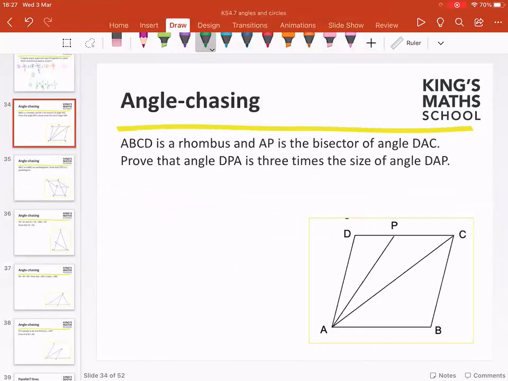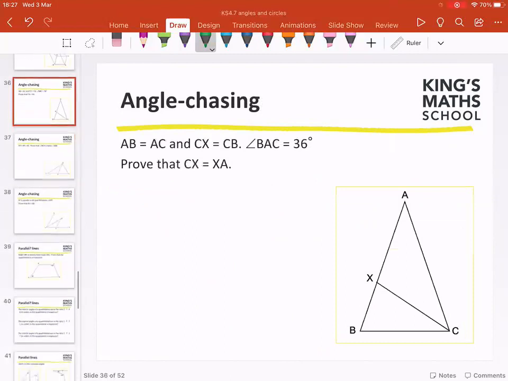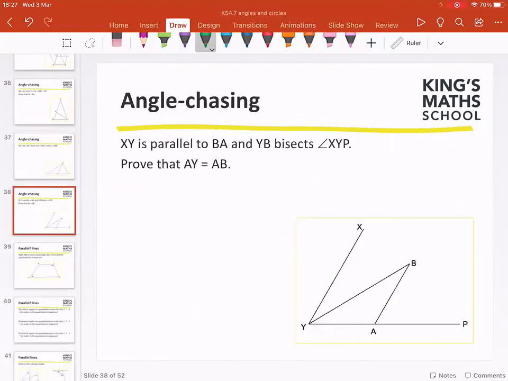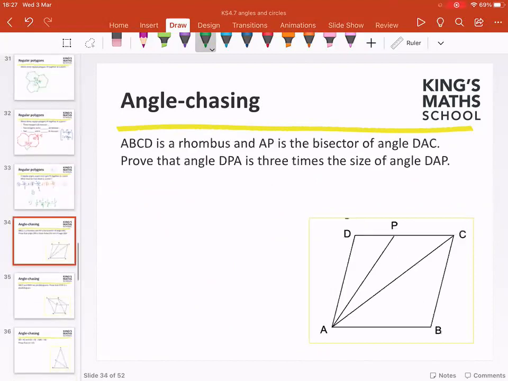So angle chasing, and there's lots of examples for you to play around with and share. It's simply where you call something that you know, and then just persist with it and see what happens. So I like this one, why I put it first.